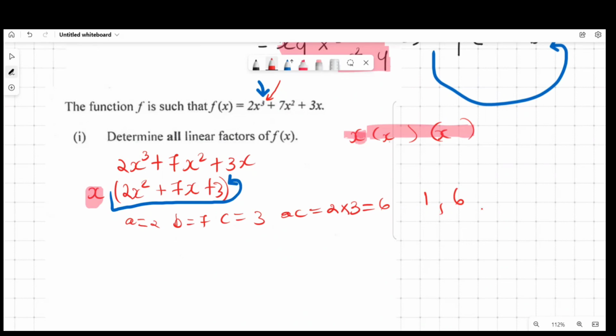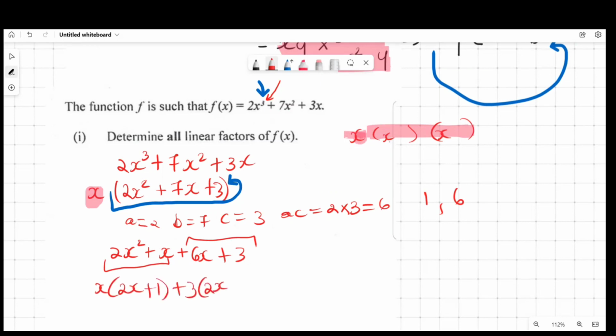Depending on who you are and how you work, it's fine. I'm just going to work it the simplest way. So we have 2x squared plus 1x, which is just x, plus 6x, and we're adding 3. Now we want to do our grouping factorization here. So this is x. We have 2x plus 1. We have a plus 3. Then we have a 2x plus 1. Now we are seeing that we do have 2x plus 1, and then we have x plus 3 as the other 2 linear factors coming out.